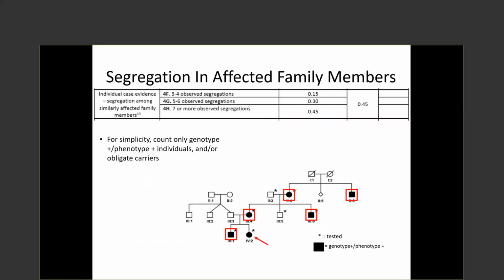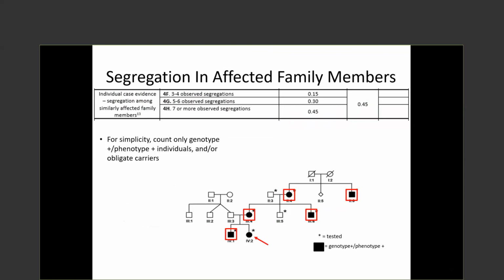Segregation of a variant among similarly affected family members can lend support to the argument that the variant could be disease-causing. But of course, it's always important to remember that segregation implicates a locus and not necessarily a particular gene or variant. So while the given variant may be segregating within a family, you can't really rule out the fact that it could be in linkage disequilibrium with the true causative variant.